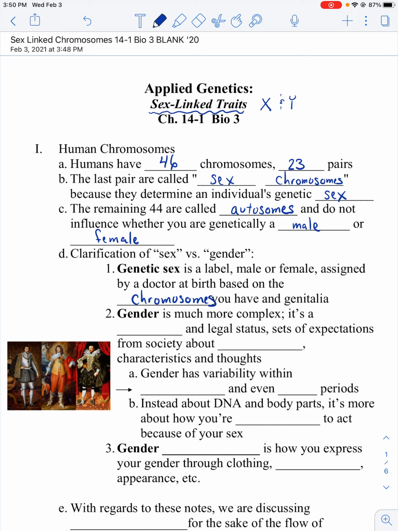Gender is a social and legal status. It's a set of expectations from society about behaviors, characteristics, and thoughts. Gender has variability within cultures and even time periods. So a really easy to understand example is masculinity through the ages and through clothing.